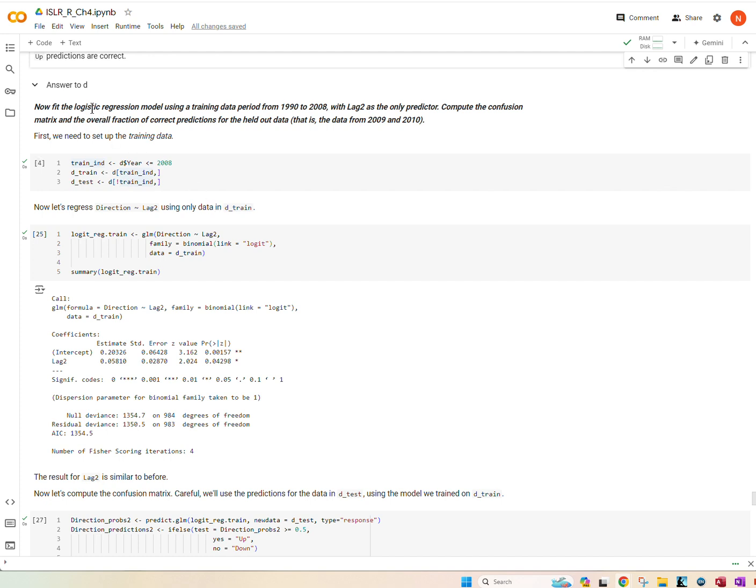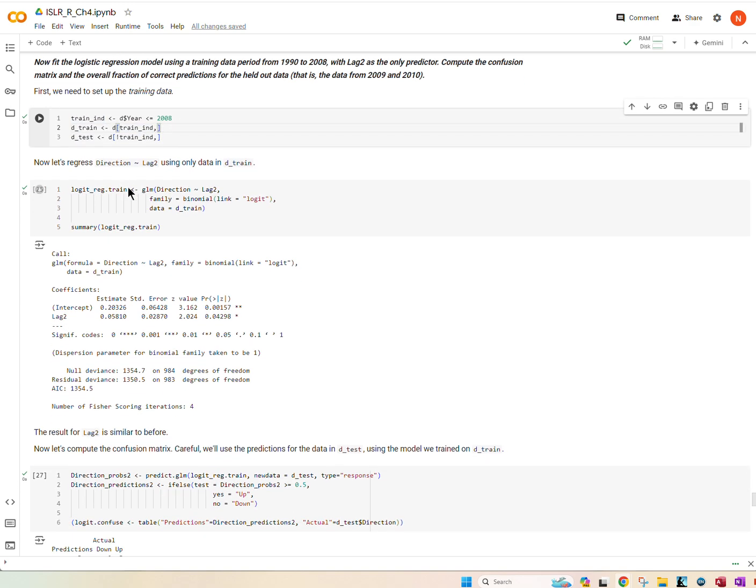We're going to repeat the logistic regression, but we're only going to use a training set of data, defined as things that happened before or at the year 2008. Everything that happened 2009 onwards is going to be our testing data. This is how I make my training data: I set up an index, and I say any row where the year is less than or equal to 2008, call that training data. Otherwise, call it testing data.